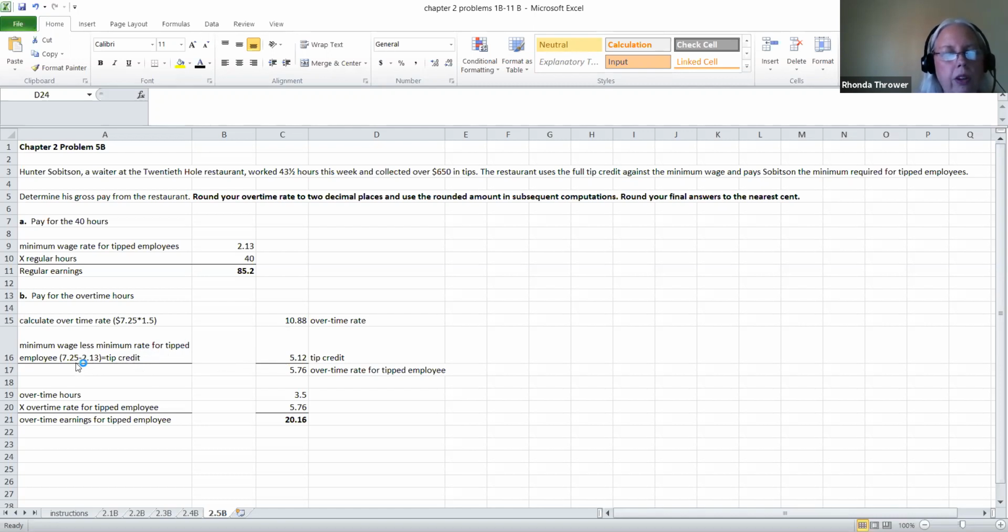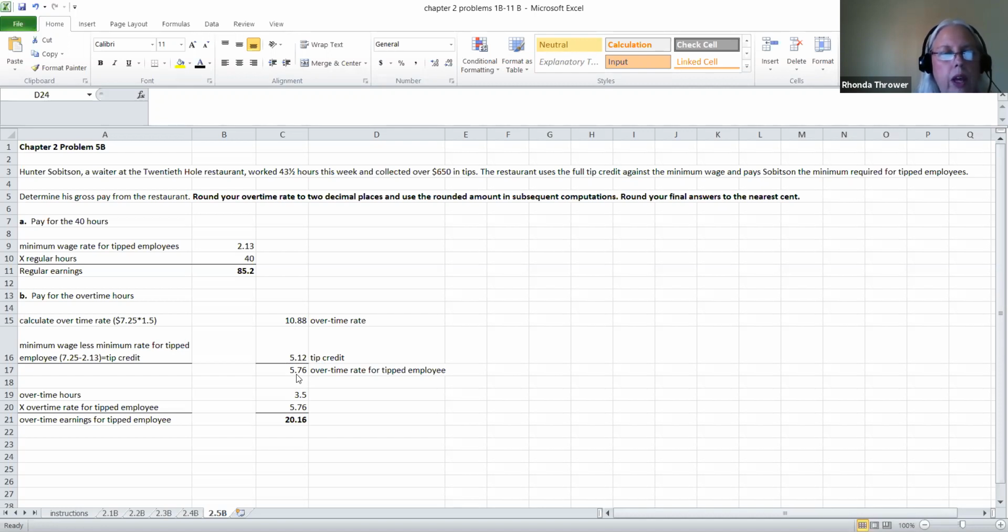So minimum wage is $7.25. The employer has to pay $2.13. So they have a tip credit of $5.12 that they don't have to pay. You will subtract the tip credit from the overtime pay rate, and the only amount of overtime that this employer has to pay is $5.76. That's the overtime rate for the tipped employee.